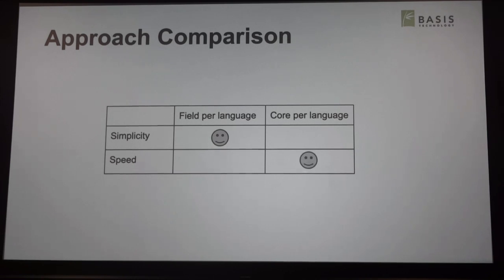So why would you use core per language then? It comes down to query speed. So generally, especially if you want to query across multiple languages, the core per language approach will be faster for you. And the reason for that is that all the heavy lifting is happening per language on different machines, potentially. So you can scale out your queries in the core per language approach and squeeze a little bit of performance out. Questions so far? No?